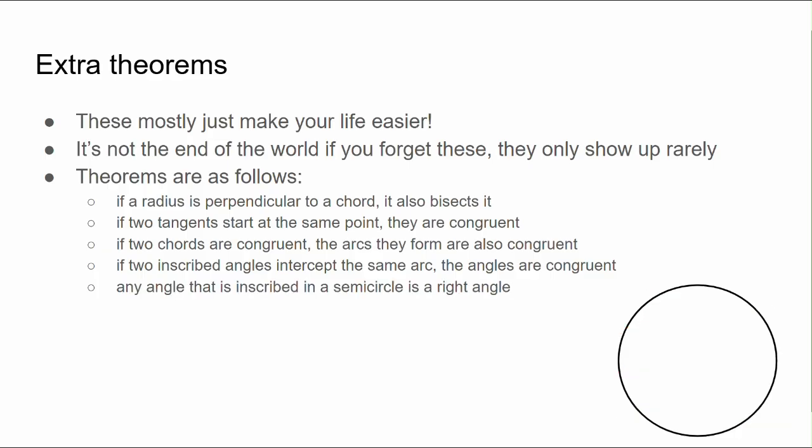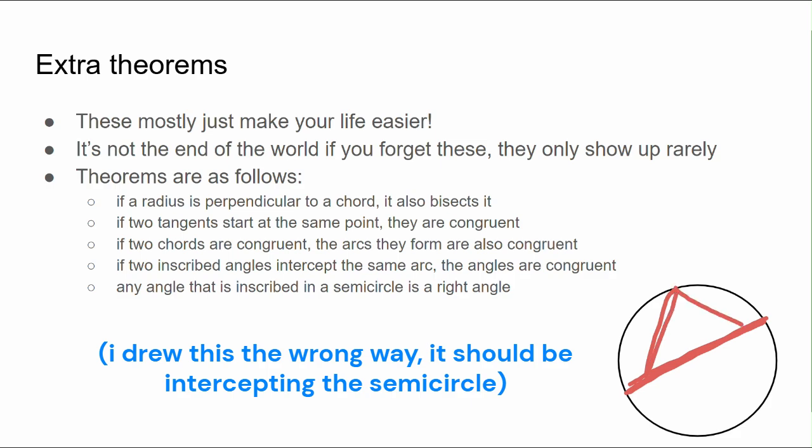And any angle that's inscribed in a semicircle is a right angle. That's just a fact of it. Semicircle means it's going exactly in half. If it's inscribed, then it's going to have to be a right angle.